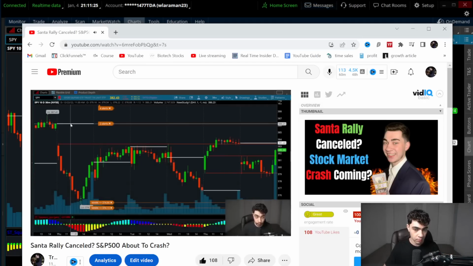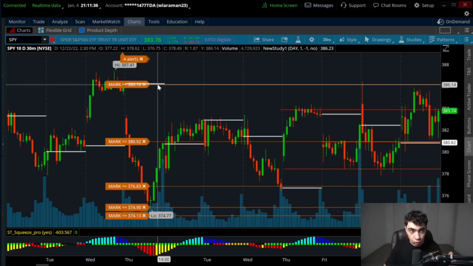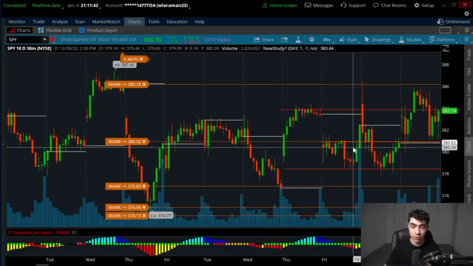If that's what were to happen, then 386.23 would be your next best level to try put options to short the SPY. So 386.23, the gap to fill above right here, would be the best level to short the SPY and buy the puts. I said that a day before and prepared you guys in advance.